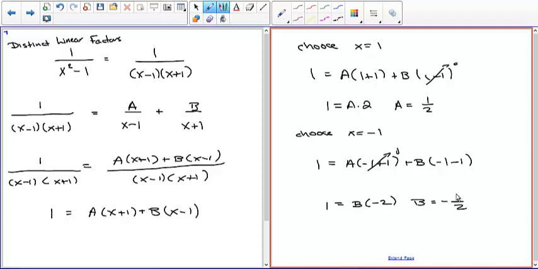The other way, you could pick any two arbitrary values of x, and you'd end up with two equations and two unknowns in a and b, and you could solve them using substitution or elimination. But why make it hard? So we strategically choose the two x values so that one of the constants is eliminated from the equation, so we can easily solve for the other constant.